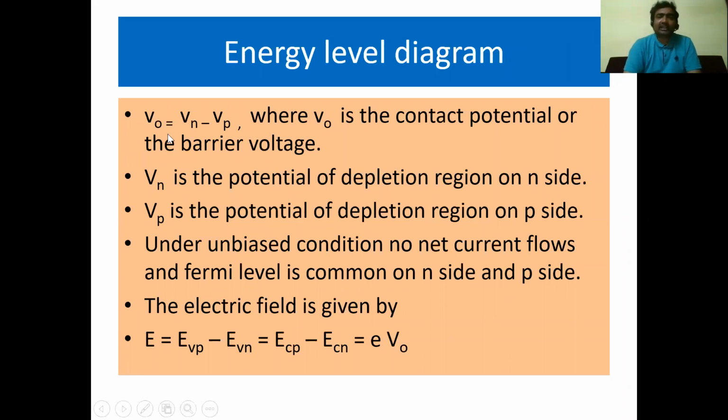Now let us have a discussion on the energy level diagram. Here V naught equals Vn minus Vp, where V naught is called the contact potential or barrier potential or barrier voltage. Here Vn is the potential of the depletion region on the N side. Here Vp is the potential of the depletion region on the P side.